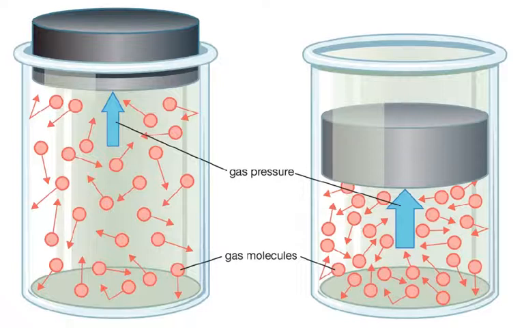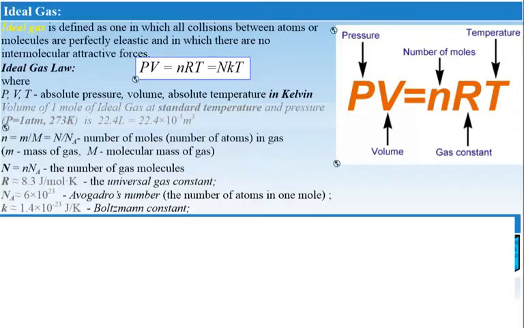It's not delta T, it's T, so you have to plug in temperature in Kelvin in the formula when you don't have delta T, so you have to convert to kelvins. The ideal gas is defined as one in which all collisions between atoms or molecules are perfectly elastic, and in which there are no intermolecular interactive forces.